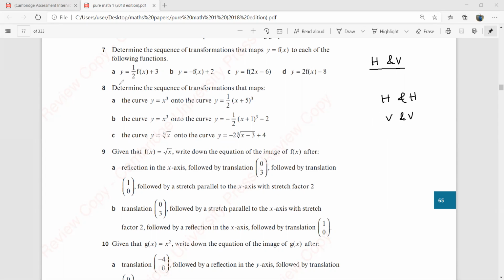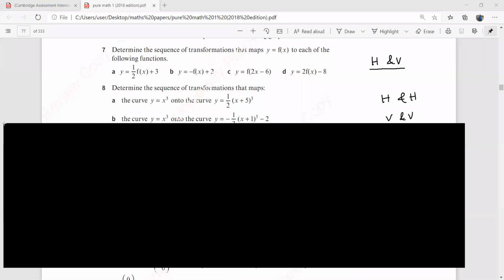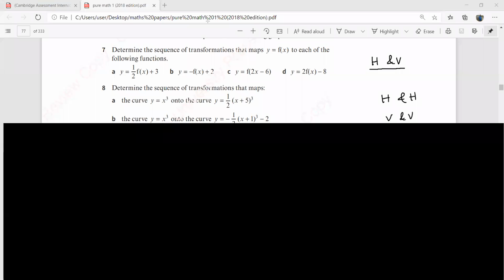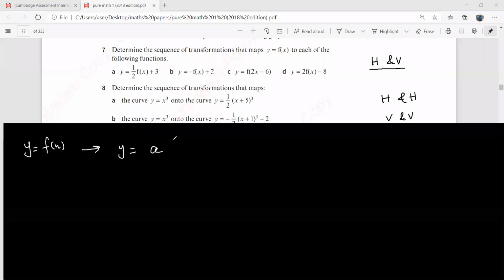Now let's have an open discussion on all these parts, 7 and 8. It says: determine the sequence of transformations that maps y equals f of x to each of the following functions. This is y equals half f of x plus 3. First, you must be convinced that this is going to be a combination of a transformation. Because if you have y equals f of x and you write it as y equals a f of x.